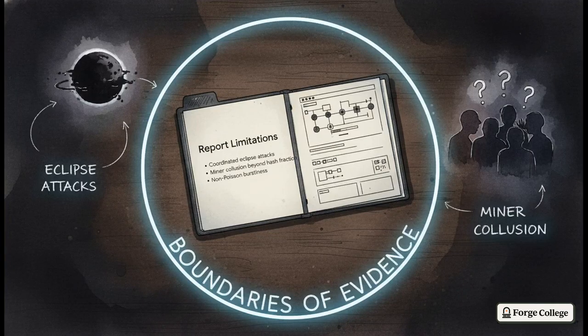And a good detective always admits what their model doesn't cover. Your report must explicitly state its limitations. Are we modeling coordinated eclipse attacks here? No. Are we accounting for hidden miner collusion beyond the stated hash fraction? No. What about non-Poisson burstiness in block times? Also no. And listen, listing these limitations doesn't make your report weak. It actually makes it infinitely more credible. It tells the reader that you understand the exact, strict boundaries of your evidence.